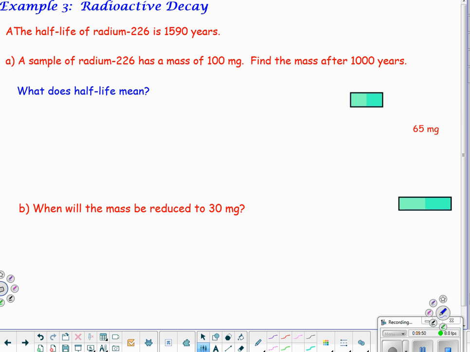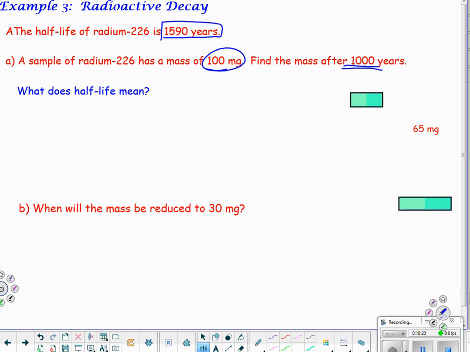Example 3, radioactive decay. The half-life of radium-226 is 1,590 years. A sample of radium-226 has a mass of 100 milligrams. Find the mass after 1,000 years. What does half-life mean? Will I be beyond half of this original 100 milligrams if I wait for 1,000 years to pass? Well, the answer is no. I won't even be halfway yet because this told me the half-life was 1,590 years.